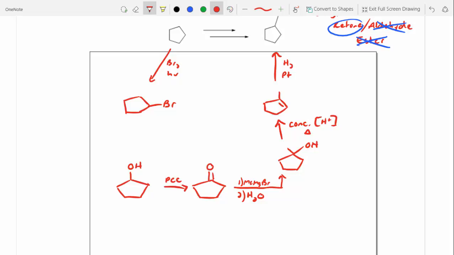Why can't I just throw in sodium hydroxide and do SN2? What's a problem we might run into? Does anybody have an idea? Oh man, last term feels like forever ago, doesn't it? Secondary carbons, if you use a strong nucleophile that's also a strong base, will favor E2 as your major product, and SN2 will be your minor product.